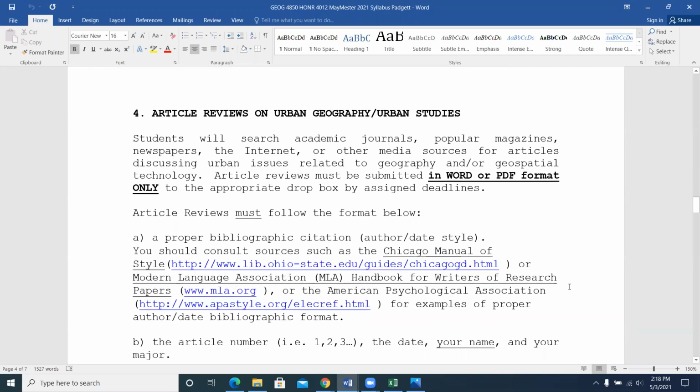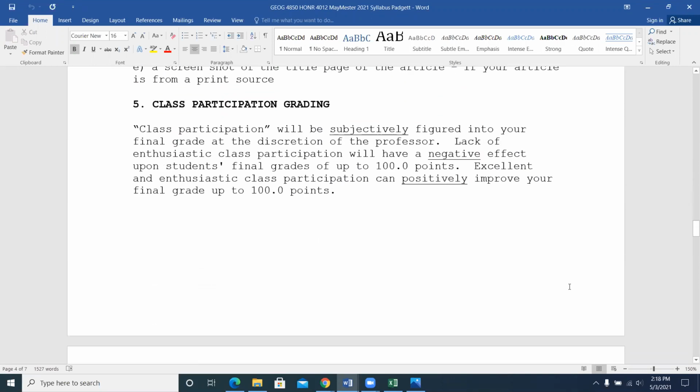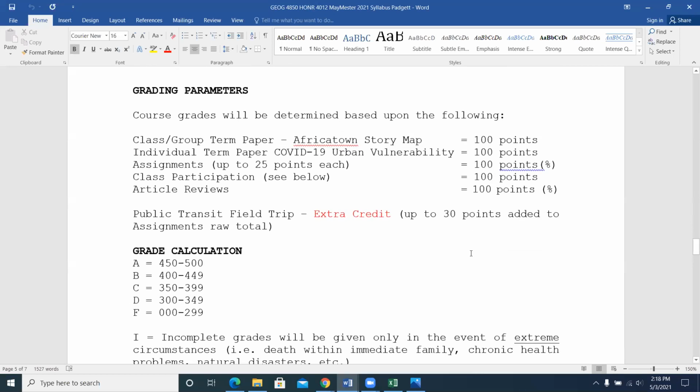We talked about the article reviews already. And then, okay, so class participation. So again, I'm not going to take attendance in here, but I will be paying attention to who is here and who communicates. And so that will go into a class participation grade of up to 100 points. I'm not gonna subtract points. That's during the regular semester. In this case, it's part of your grade.